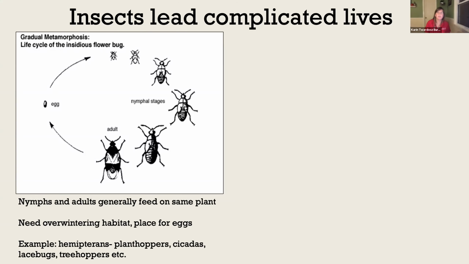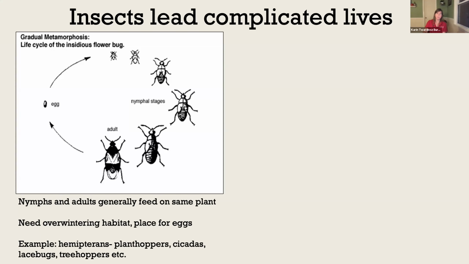So there's a couple different flavors that insects evolved. The more ancestral insects have gradual metamorphosis. And here what we're talking about is an egg that gets laid and then hatches, and the insect that hatches out generally looks fairly similar to what the adult becomes. They tend to feed on the same plants and use the same habitats, and they just kind of gradually get more like the adult, growing wings. These guys need overwintering habitat and places for eggs. They're represented by things like plant hoppers and cicadas and lace bugs, tree hoppers, many creatures you've seen around in your yard.